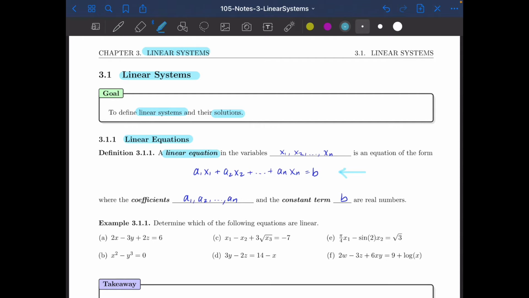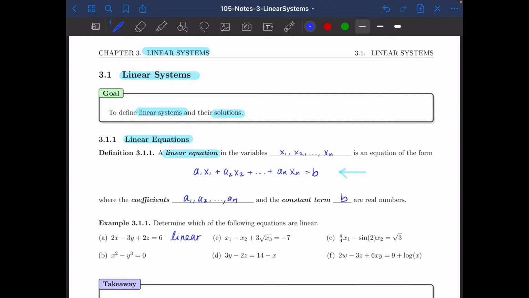In example 3.1.1, we are asked to determine which of the following equations are linear. In part A, we have the equation 2x minus 3y plus 2z equals 6. This is the equation of a plane, and we've seen many equations of planes in Chapter 2. Is this equation linear? Well, the variables in this equation are x, y, and z. Each variable is multiplied by a real number, and there's also a constant term, the 6. The equation is linear.